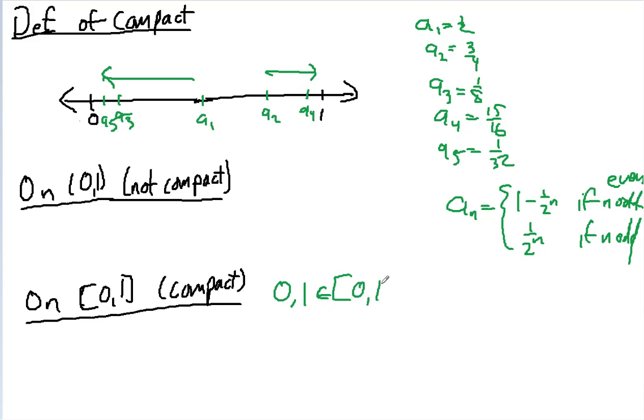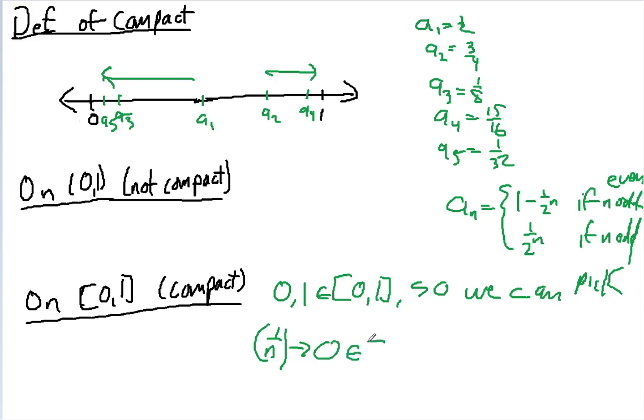0 and 1 belong to the set, so we can pick, I don't know, maybe the subsequence 1/n, which goes to 0, which importantly is in the compact set. So that's basically what it means to be compact: you can find a subsequence that converges, and not only does it converge, but it converges to something within the set, which is a very closed type quality to have, which is why it's synonymous with closed and bounded.